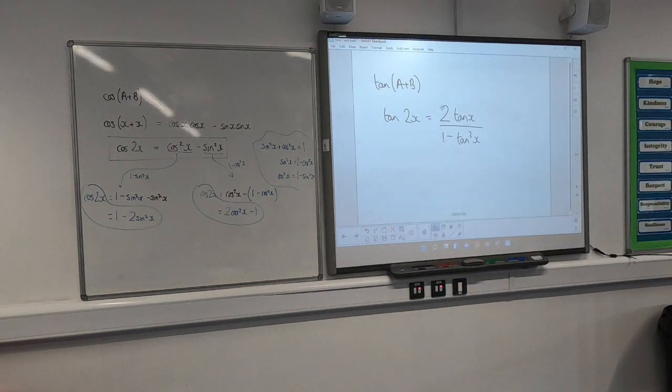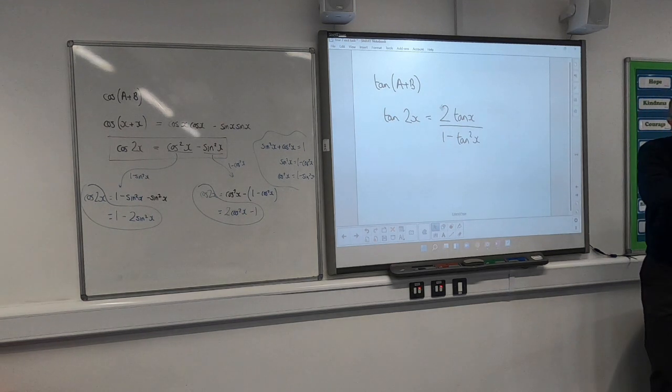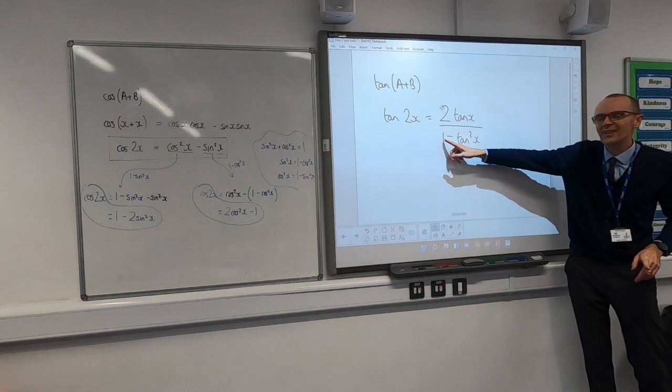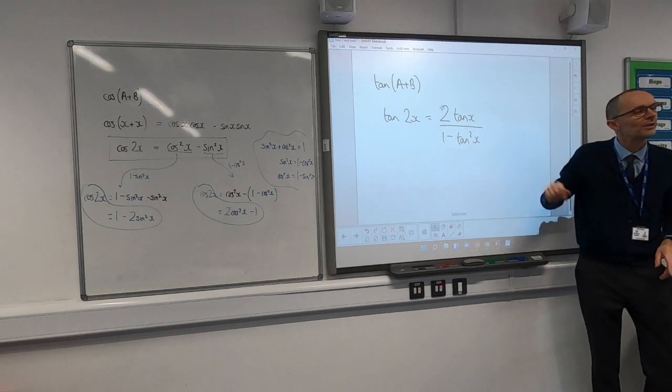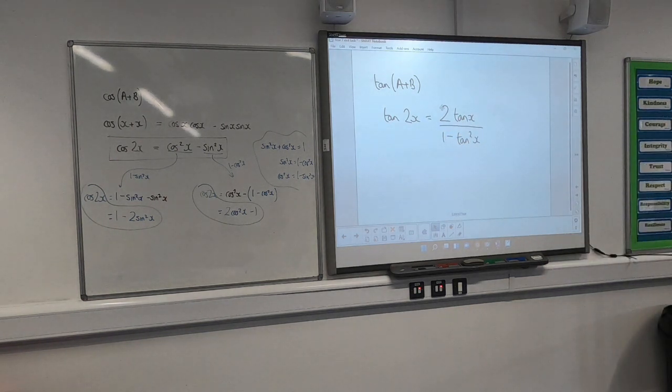Are you allowed to divide between bottom and tan? No, because tan x can be 0. And anyway, I'd have to divide that by tan as well, wouldn't I? So because you've got 3 things, it wouldn't actually help.